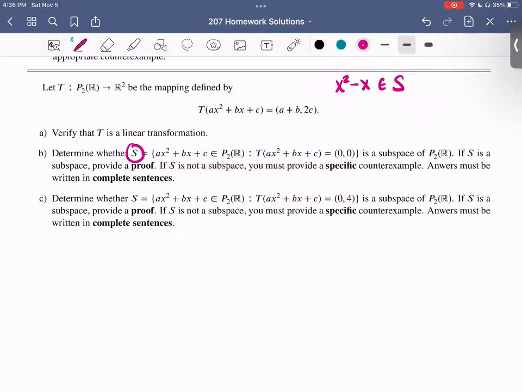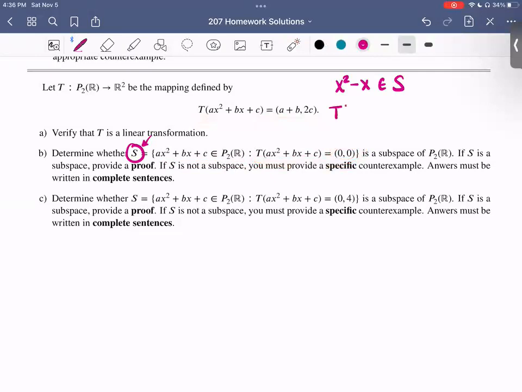How do I know that this is in the set S? Well, first of all, I know that it's a polynomial. It's a second degree polynomial, or a degree at most 2. But that's not enough to be in S. I need to know that if I apply the transformation that's defined up here, I get 0, 0.